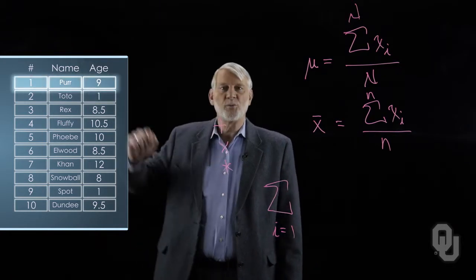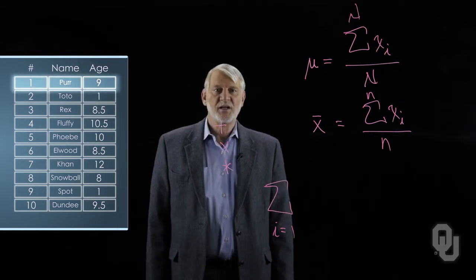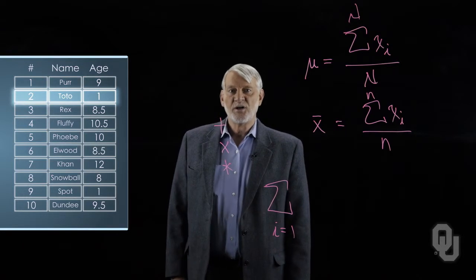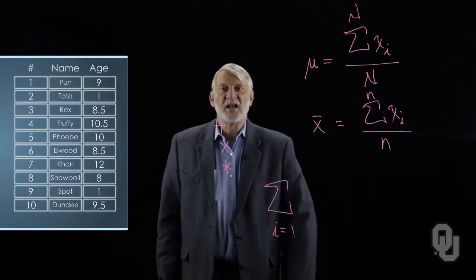Purr is animal number 1. Purr is a 9-year-old cat. Toto is animal number 2. Toto is a 1-year-old puppy, and so on.